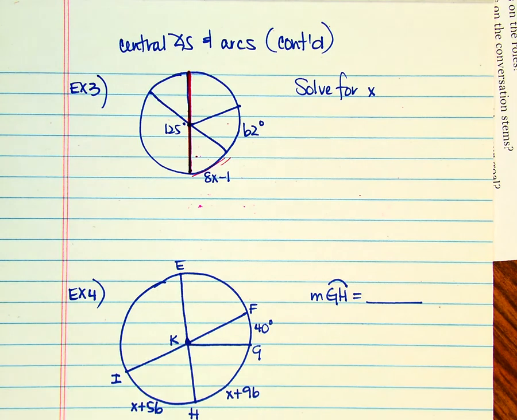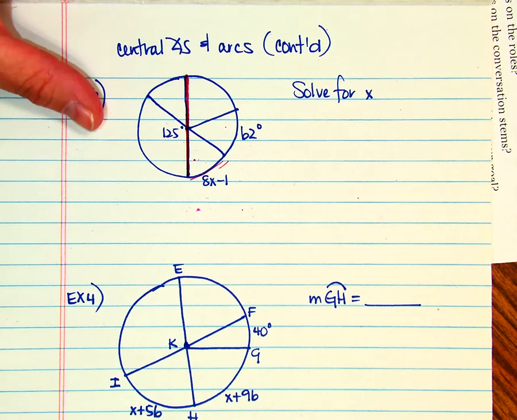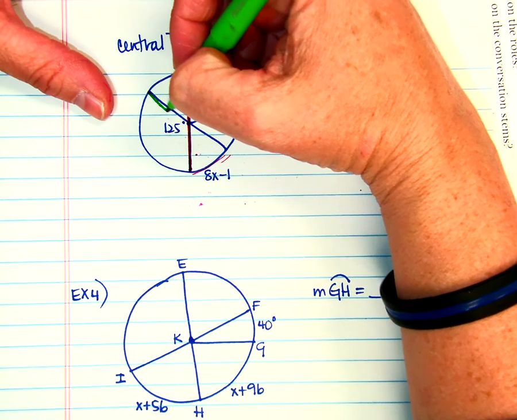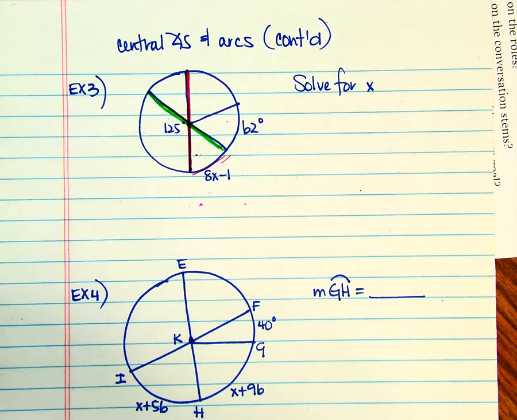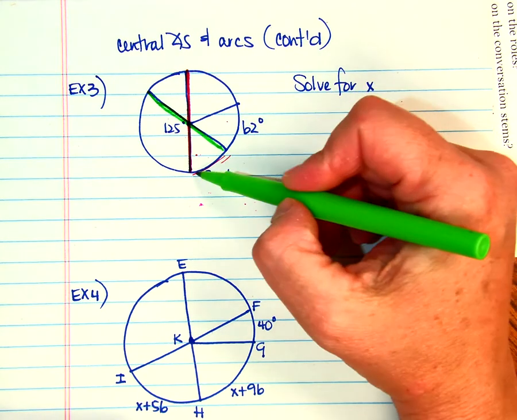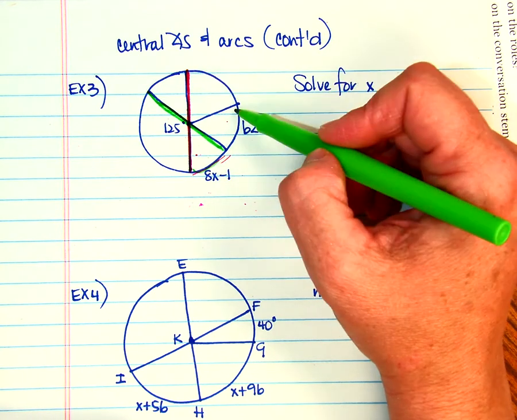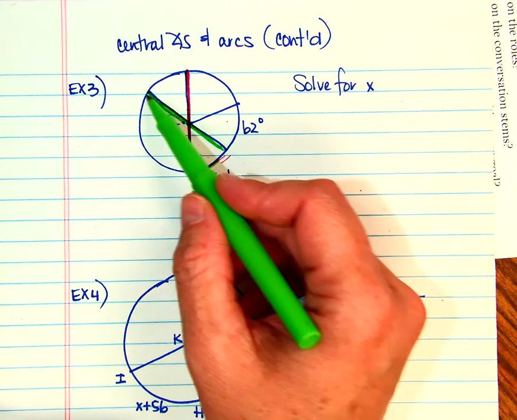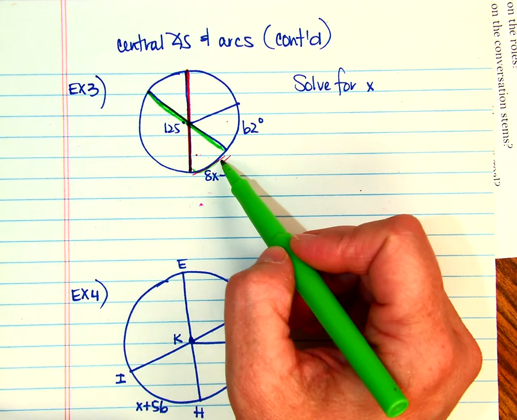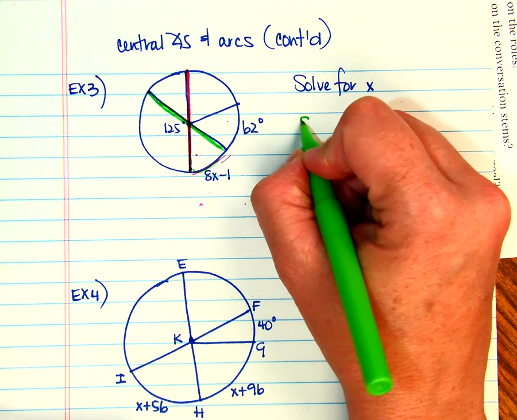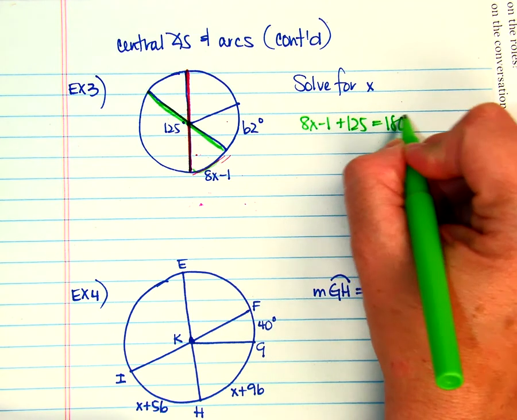I'm going to go ahead and highlight, let me use a different color, highlight another diameter. Okay, because if I looked at the red one, I have this arc, but I'm missing this one. And if I look at the green one, I have both of those. And I know both of these have to add up to 180 degrees. So I'm going to set that up as my first equation. So those two are going to equal 180 degrees.